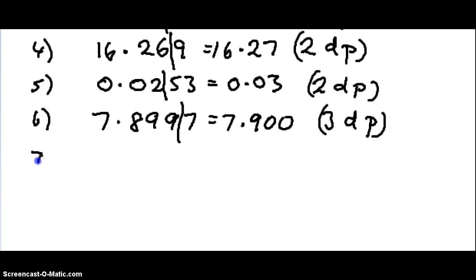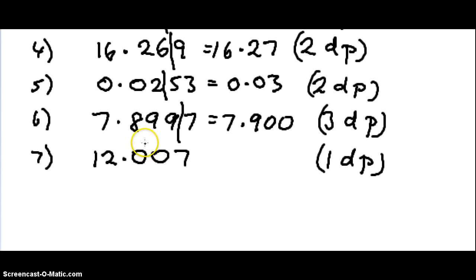Another one I'll choose here, just a few more, so 12.007, and let's take, say, 1 decimal place for this one. So again, I put my line, we notice that the number after the line is a 0, so it doesn't affect it, so the answer in this case is simply 12.0. And again, we do need the 0 in that case.